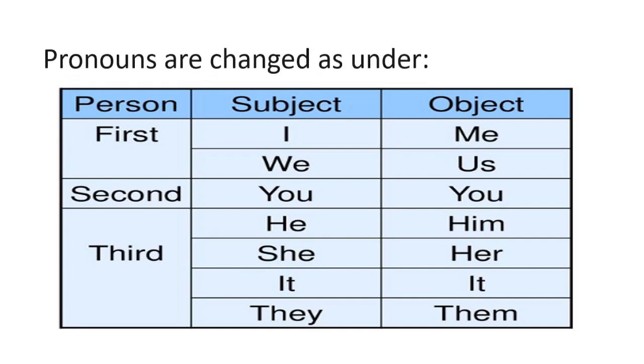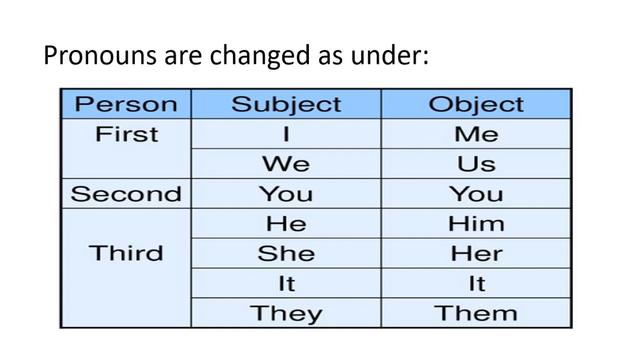Now, pronouns are changed as under. I is changed into me. We is changed into us. For example, if I say, I bought a book. A book was bought by me. So if I is placed in the place of subject, we'll use I. If I is used as an object, we'll use me.